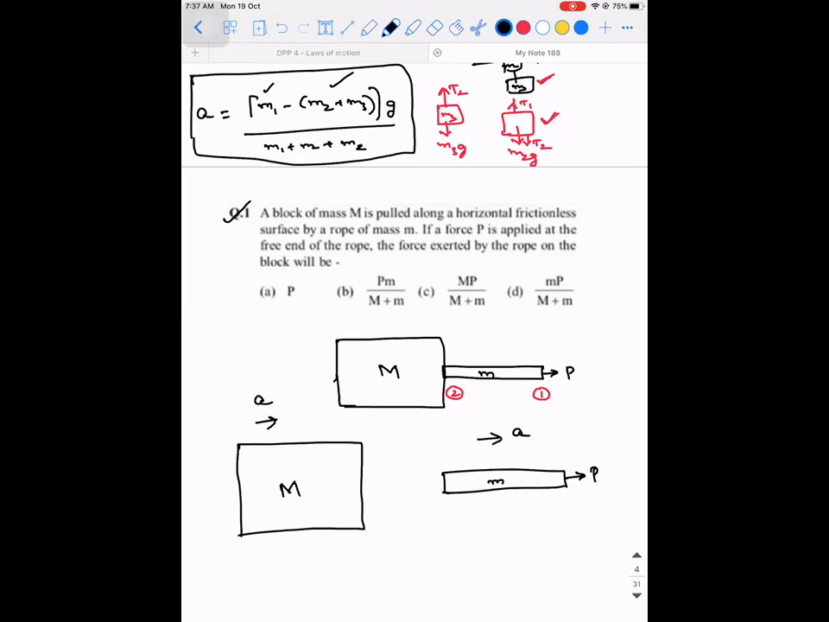Let's say the forces that will be acting here: there will be a reaction force acting at the contact. Because they are in contact, there should be some reaction force. Similarly, there will be another reaction force which is trying to counteract the reaction force exerted by the rope on the block. Is this diagram clear?